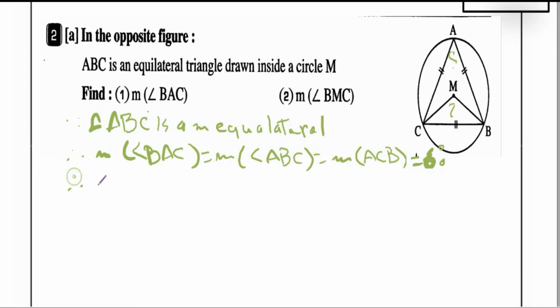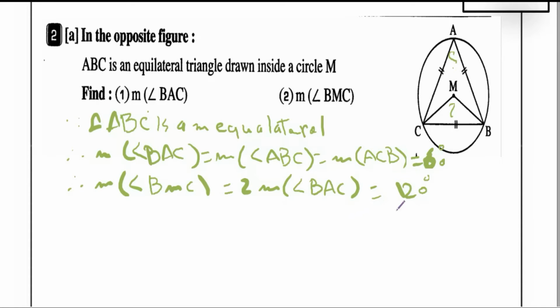Measure of the angle BAC here equals 60. What is the measure of the angle BMC? Yes, it is twice the measure of the angle A. So, measure of the angle BMC equals twice measure of the angle BAC, which equals 120 degrees. Why? Because they are subtended by the same arc BC. Okay?